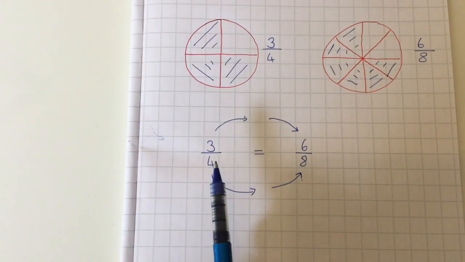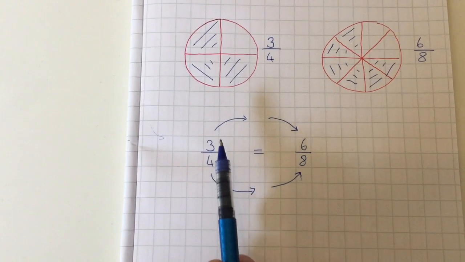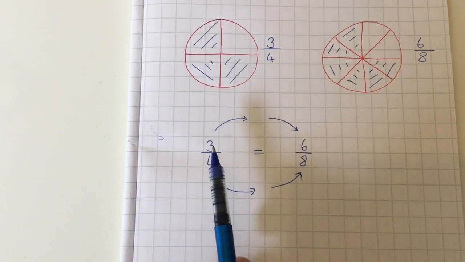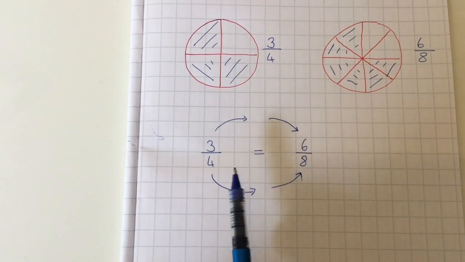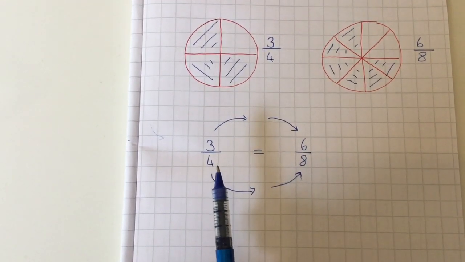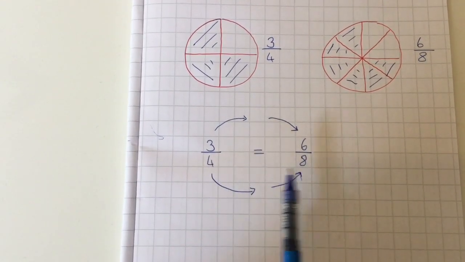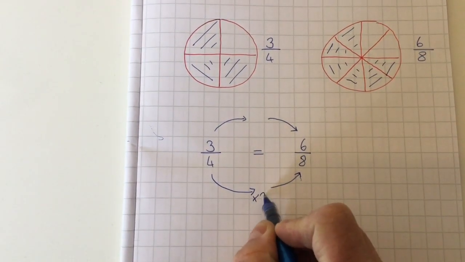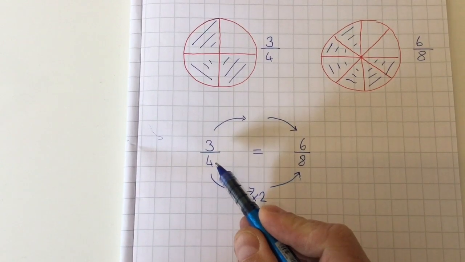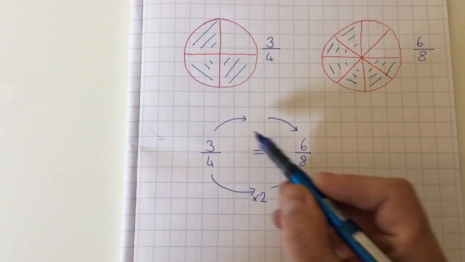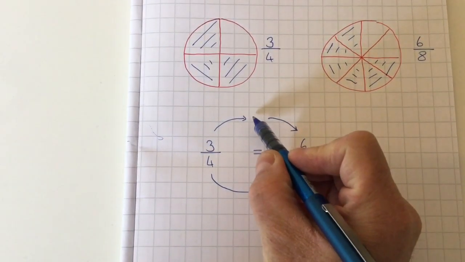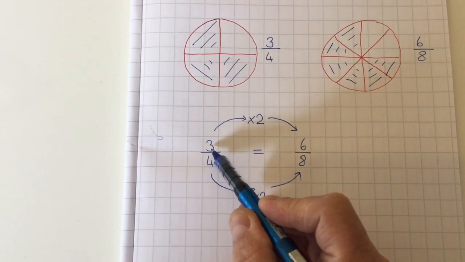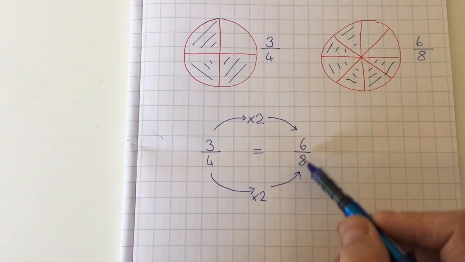So here we have the 3/4 that we represented above. We want to look at the relationship between this number and this number. What did I do to get from here to here? The same on the bottom, on the denominator. What did I do to get from here to here? The answer is, of course, I multiplied by 2. And the rule is, whatever you do to the bottom, you do to the top. So we multiplied by 2 on the bottom, so we multiply by 2 on the top. We've gone from 3/4 to 6/8.